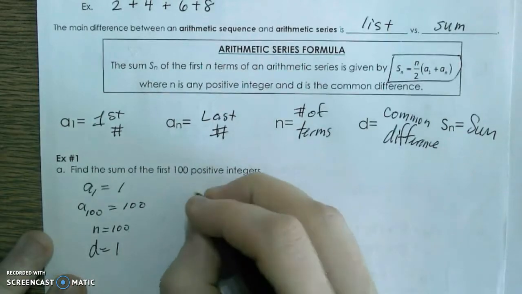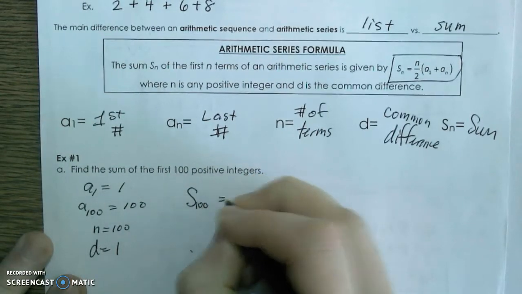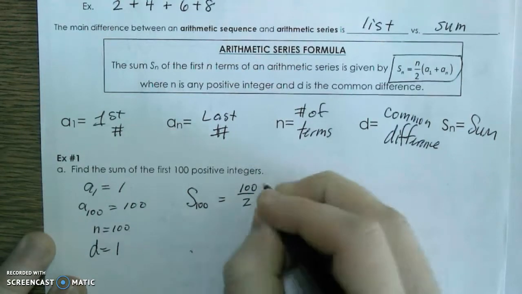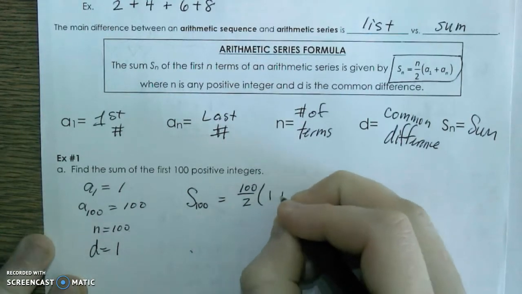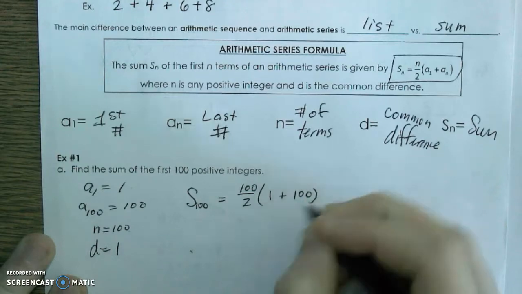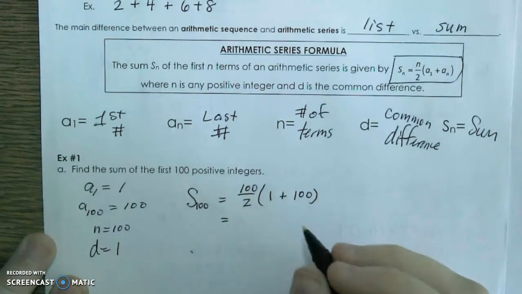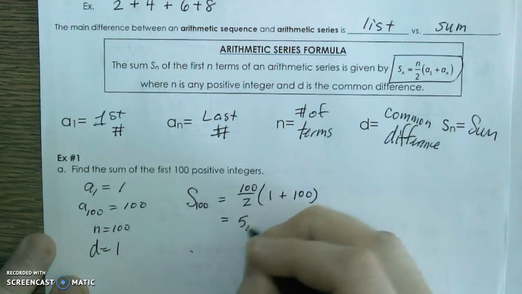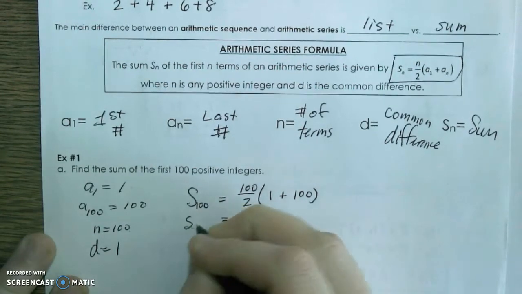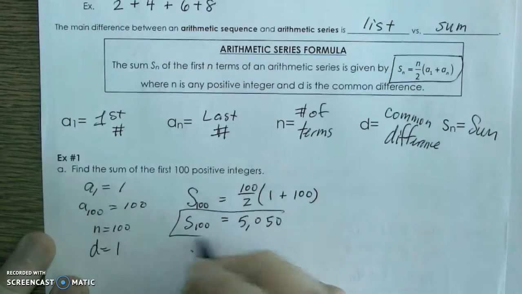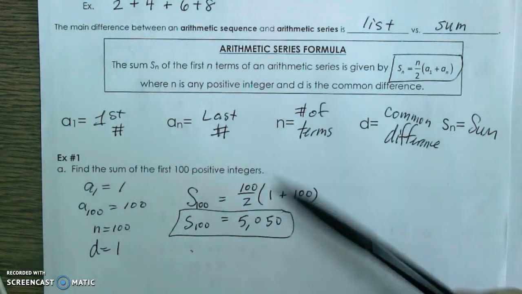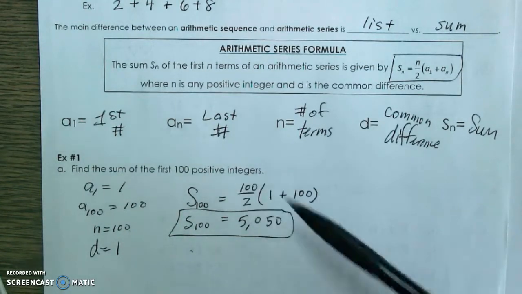So the sum of the first 100 positive integers is n over 2, so 100 over 2, times the first term plus the last term. And so we end up getting, for this, 5,050. Now, what could we do without using this equation? We could list 1 through 100 and just add all those numbers together. It'll take a little bit of time, but it's possible. This is just a shortcut to do it.